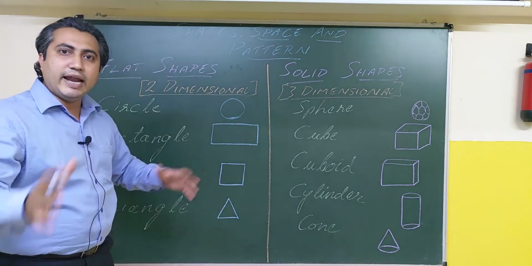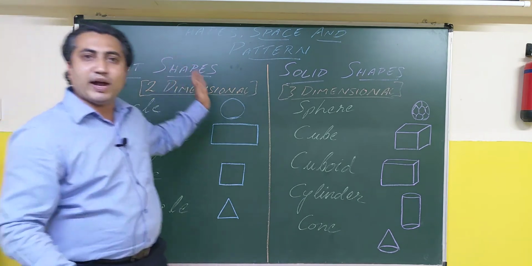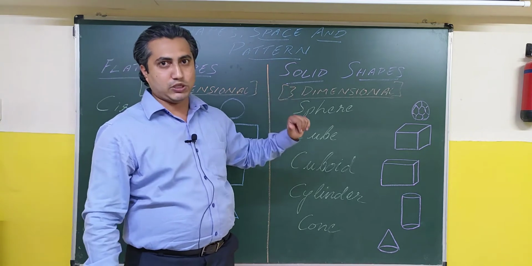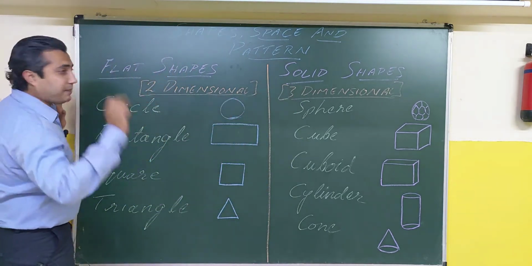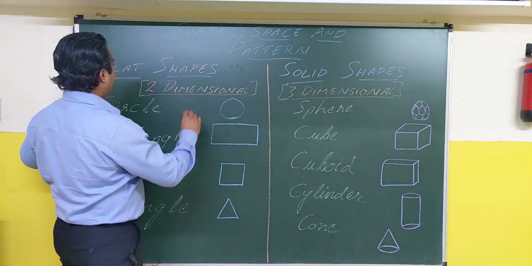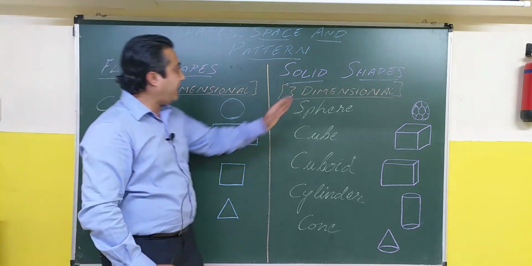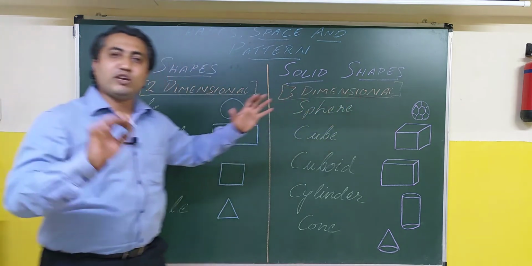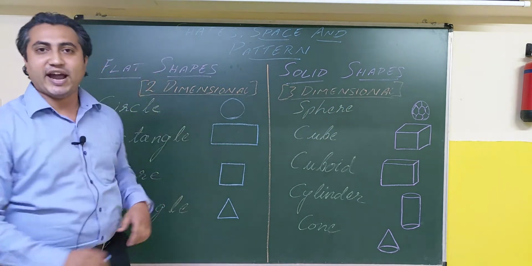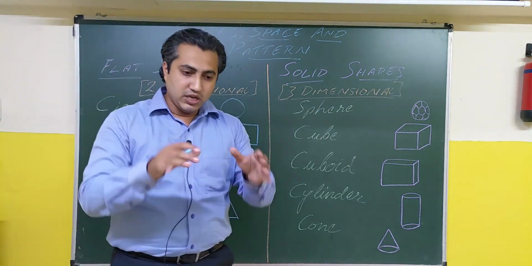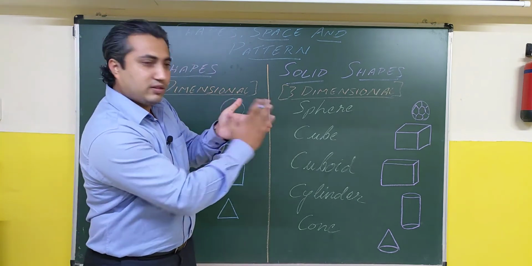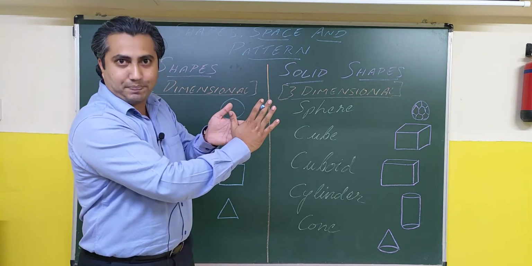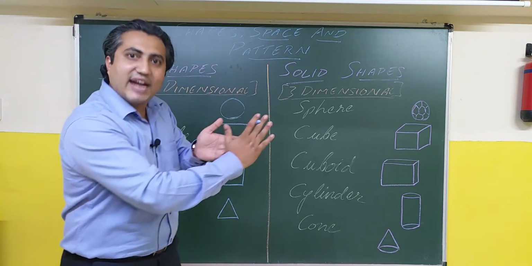First of all, let us try to understand basic types of shapes. Now students, shapes can be divided into two sections: flat shapes and solid shapes. First let me try to explain to you what flat shapes are. Flat shapes means shapes of which we can only see one face. Okay, that is called a flat shape.